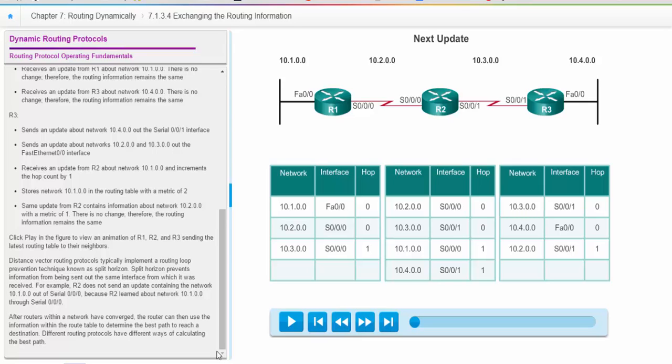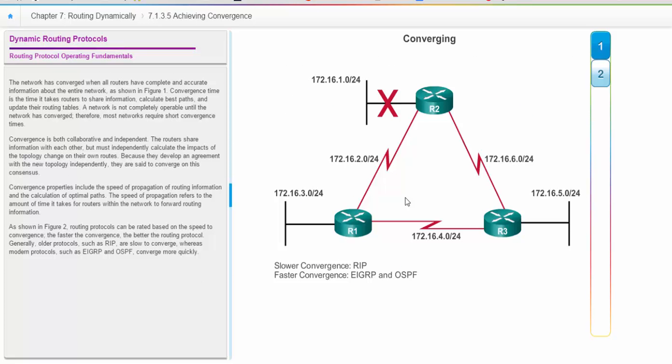After routers within a network have converged, the router can then use the information within the routing table to determine the best path to reach a destination, and different routing protocols have different ways of calculating this best path. Our network is considered converged when all of our routers have a complete and accurate routing table and they know about everybody else on the network. The convergence time is the time it takes the routers to share information, calculate the best path, and update their routing tables. Our network's not completely operable until the network is converged.